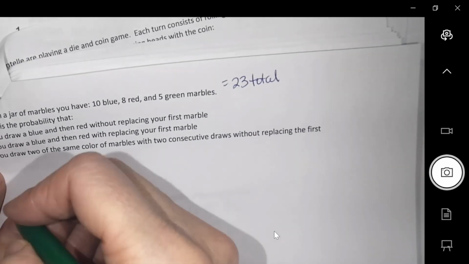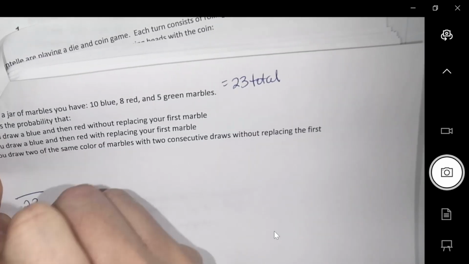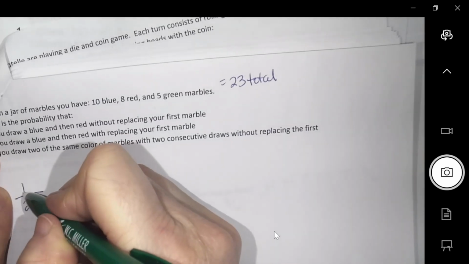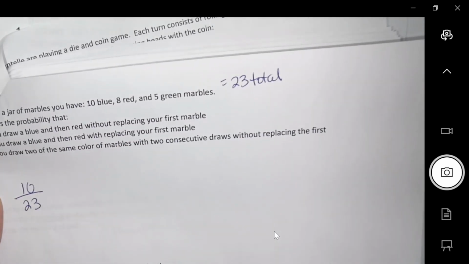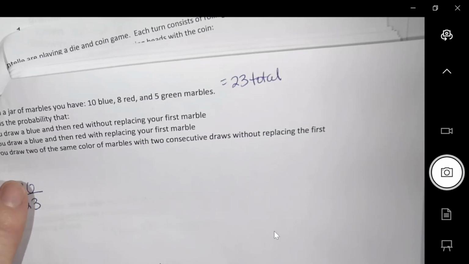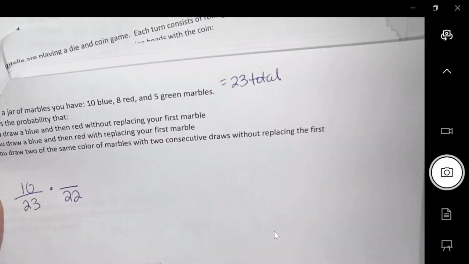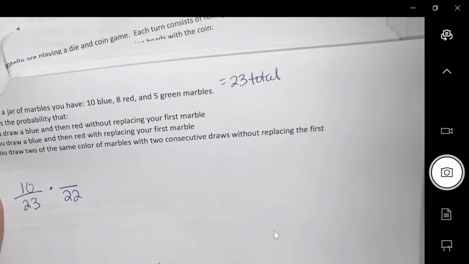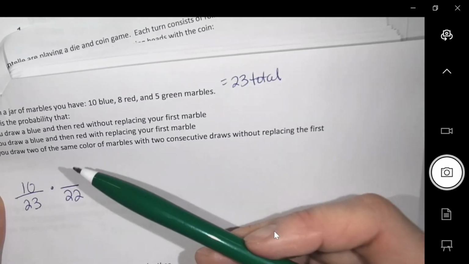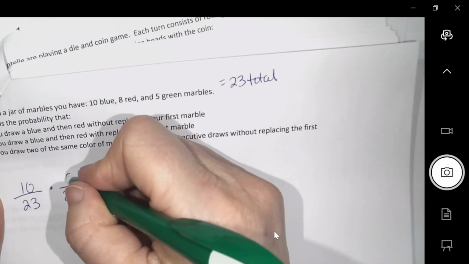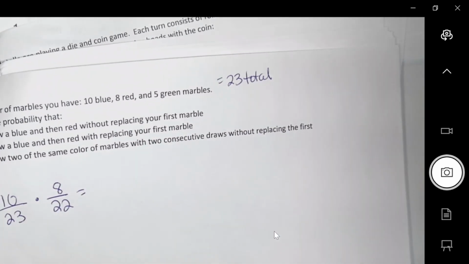So my first draw out of 23, I want to draw a blue. So I have a 10 out of 23 chance of getting a blue marble. Then I took that marble, the blue one, and I put it in my pocket because I didn't replace it. So now on the second draw, I'm only going to have 22 marbles in the bag. And I'm trying to now get a red one. So 8.